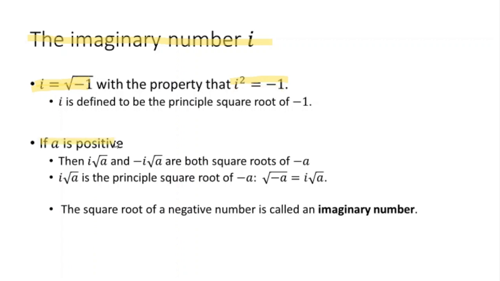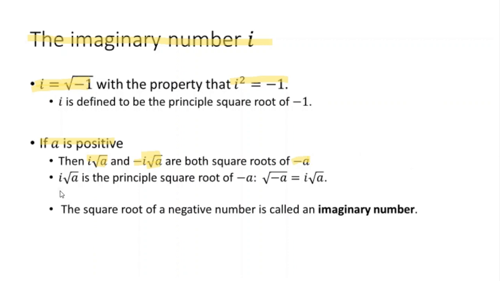If a is a positive number, then negative a would be a negative number. And thanks to the number i, we can talk about the square roots of negative a. Those square roots would be i root a and negative i root a. Thanks to the property that i squared equals negative 1, if we square i root a or negative i root a, both would give us negative a.